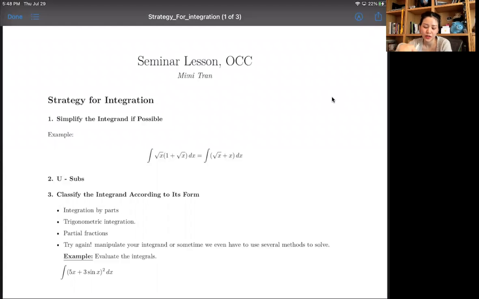Hello everyone. In today's seminar lesson, I'm going to show you how to solve integration problems using different strategies.